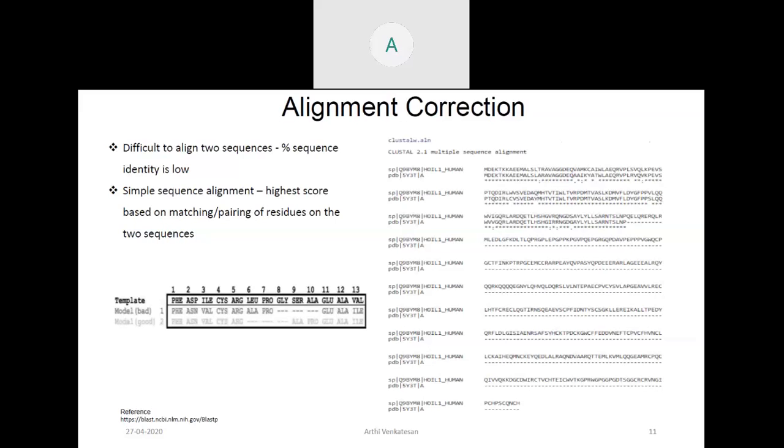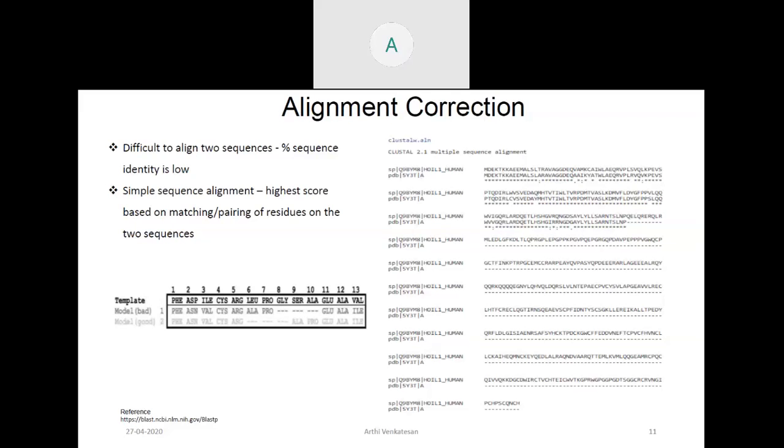If there is any gap, you will get an underscore like this, which represents a gap. Any doubts in that? Maybe you can ask some clarifying questions here. Yeah, Arthi.